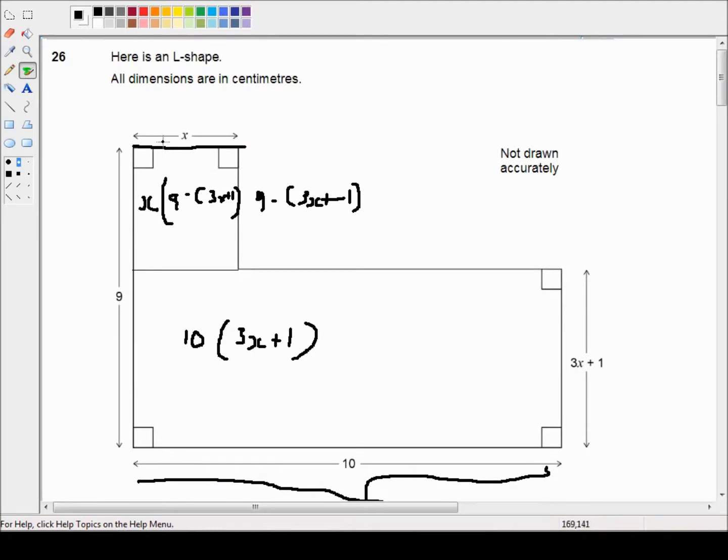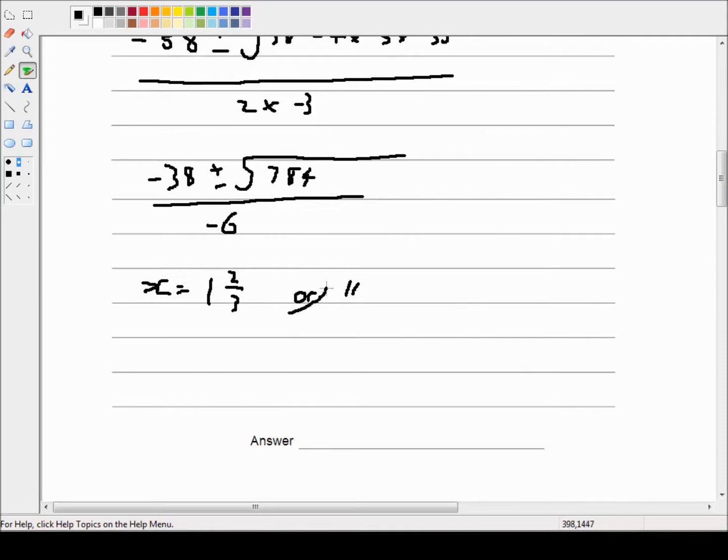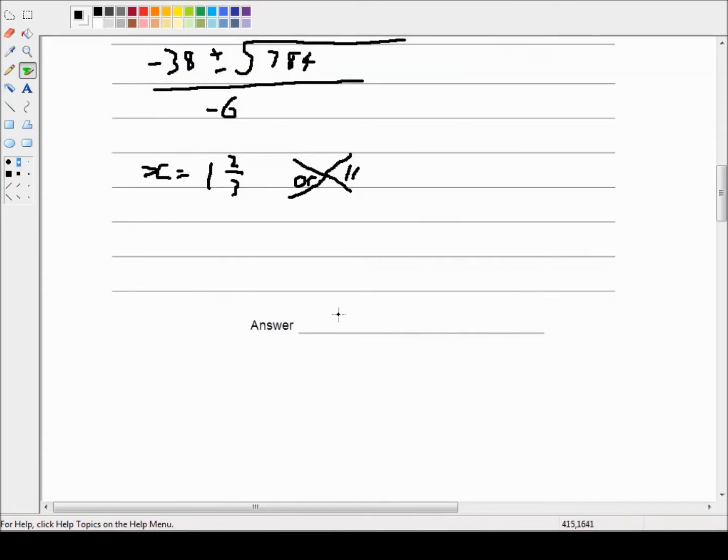So x equals 11 is a spurious answer that we got when we multiplied these x terms and got an x squared term. So this answer, x equals 11, is spurious. x cannot be 11. So x must be 1 2/3. So our answer is 1 2/3, or 1.666667 or whatever. Or you could have said 5/3.